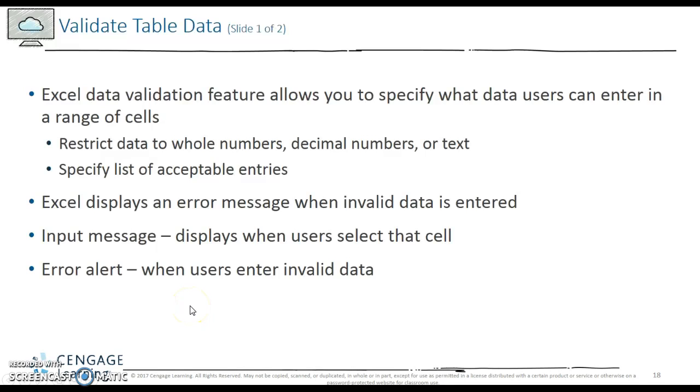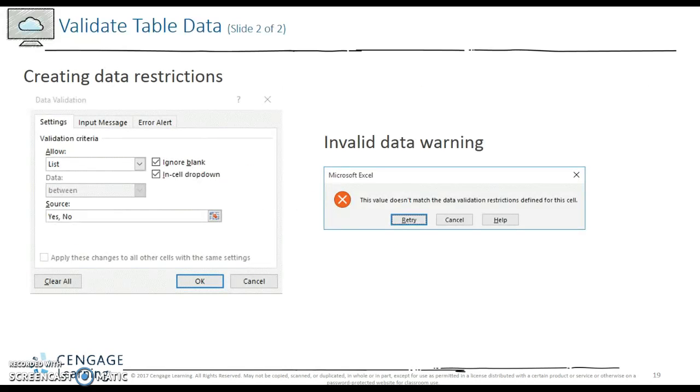You can validate table data as well. This allows you to specify what data users can enter in a range of cells. You can restrict data by whole numbers, decimal numbers, text, and you can specify what is acceptable. Excel can display an error message when data is invalid. It can display an input message when users select that cell, and it can also create an error alert. Here's an example of validating data and the invalid data warning that you get when you have invalid data.